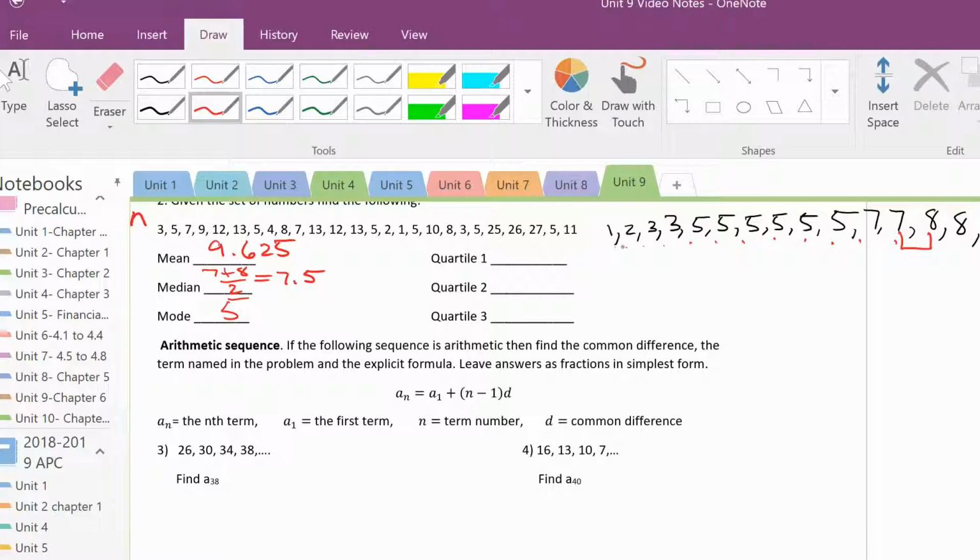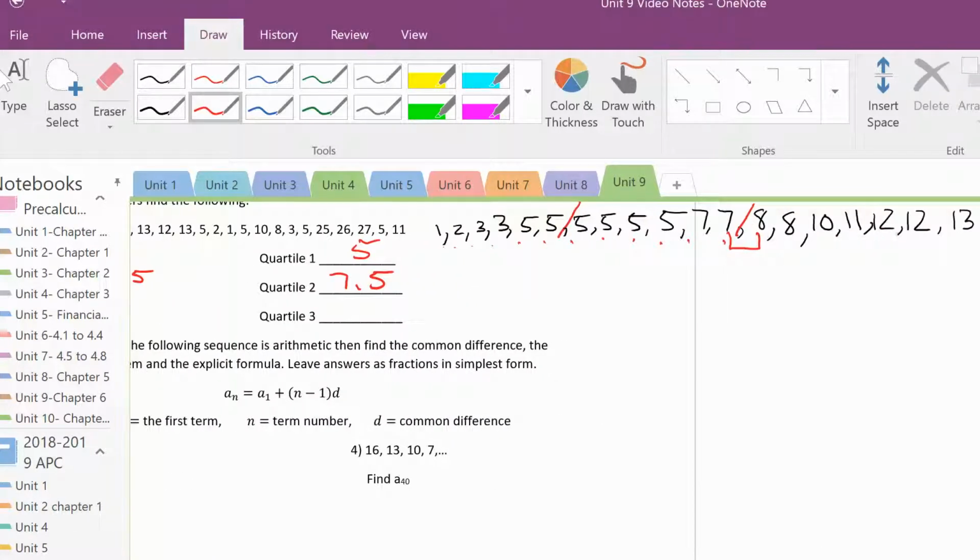For quartile 1, because we're talking about 24 terms, that means you talk about the first 6. And quartile 1 is 5. Quartile 2 is the median, so it's 7.5. And then quartile 3, notice you go 3 sixes, and the top of quartile 3 is 12, because it would be the 18th value, and the 18th value is here at 12.